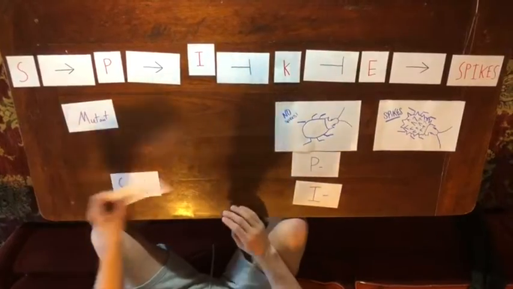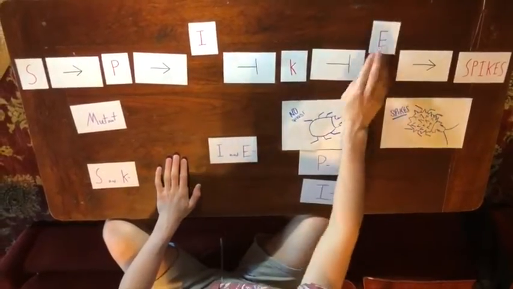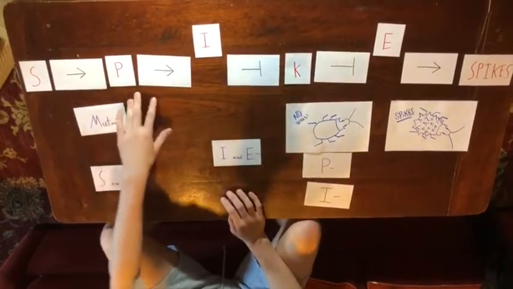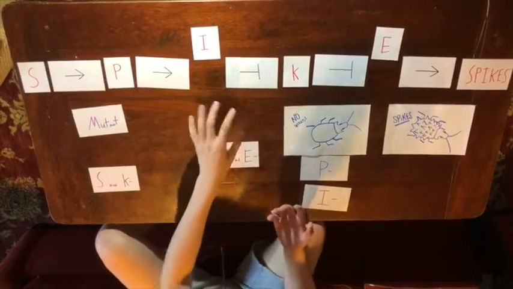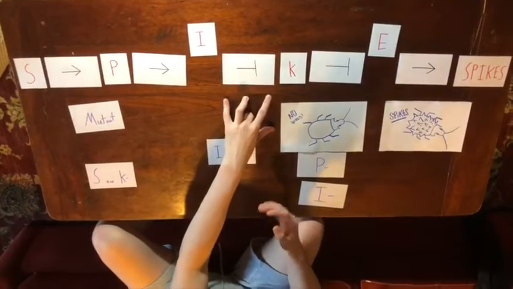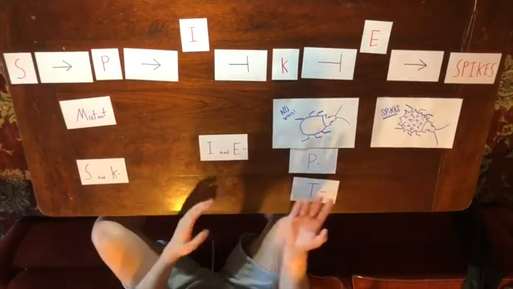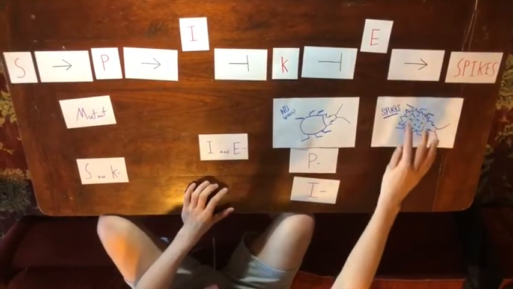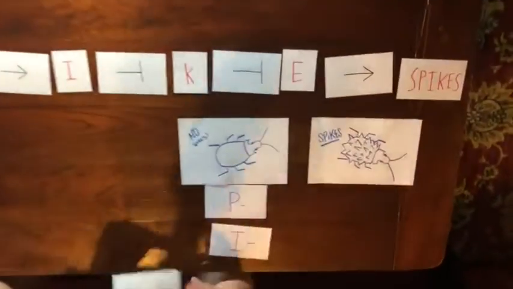So what about a mutant I and E, a double mutation? If we have a mutant I and E, we see S activates P, P activates the mutated I, so nothing. So it cannot block K, and K will repress E, but E is mutated. So to begin with, E will not activate spikes. So another no spikes are made.